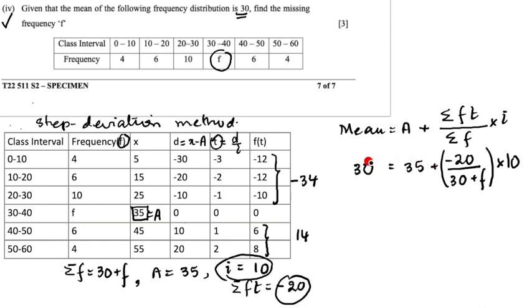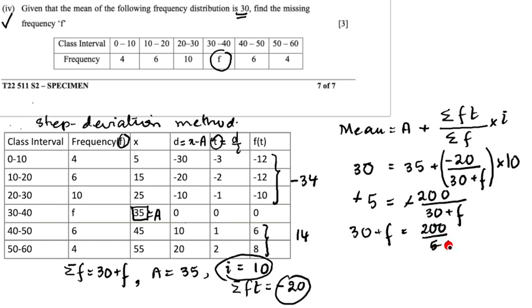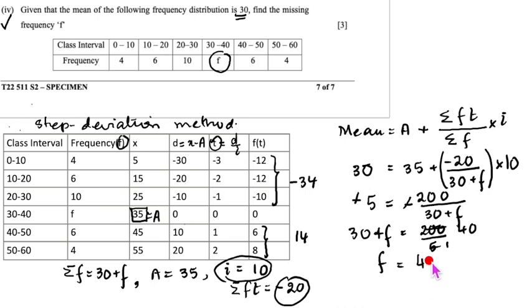So take this 35 this side. So you will have minus 5 equal to minus 200 upon 30 plus f. Minus gets cancelled, and then you will have 30 plus f comes here. So it will be 30 plus f will be equal to 200 upon 5. 5 ones are 5, and 5 forties are 200. So f will be equal to 40 minus 30. So our value of f is 10, and that is our answer.